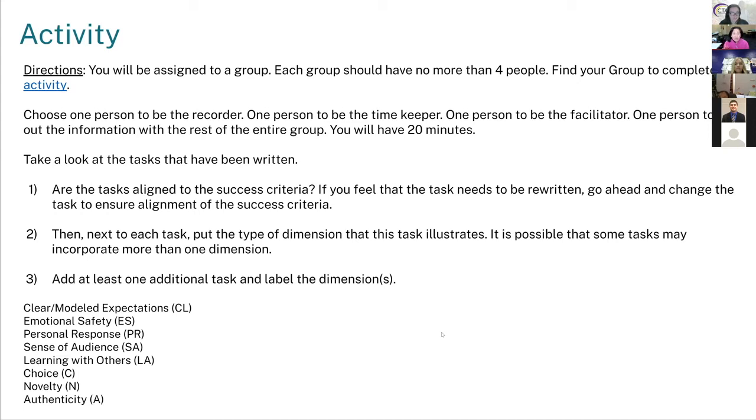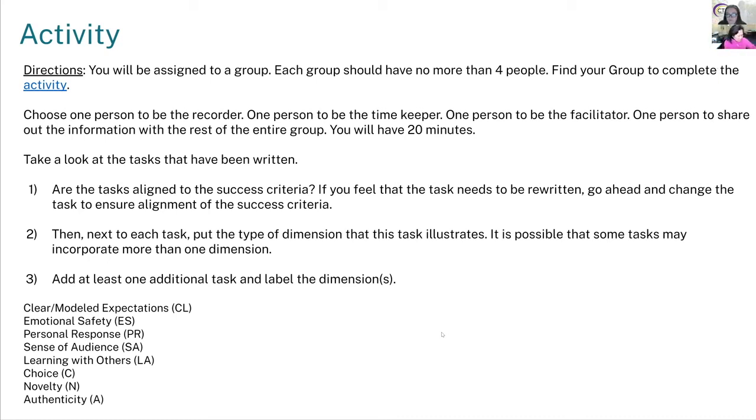You're going to be working on the items that we did, because on Tuesday, we created learning intentions and then success criteria and then task. One person's going to be the recorder, one person's going to be the timekeeper, one person the facilitator, and one person is going to share out the information. You're going to have 20 minutes. Bailey is also going to drop the activities in the chat box. And once you've been assigned to that group, you want to go to that particular slide and work on there.